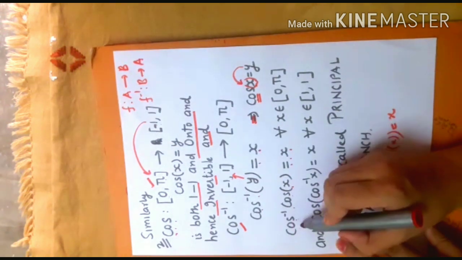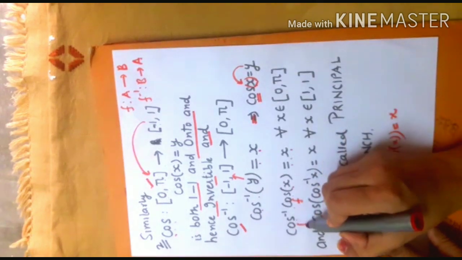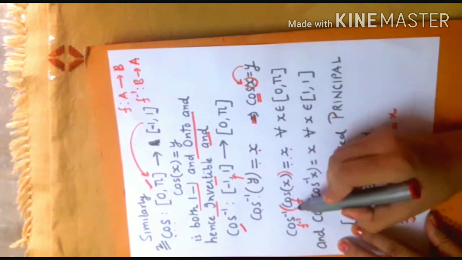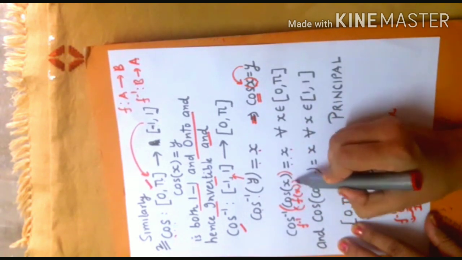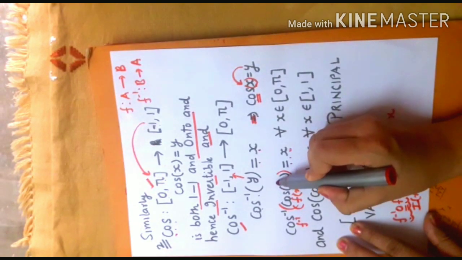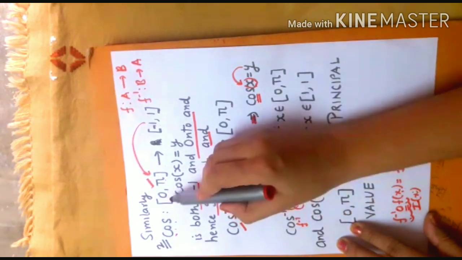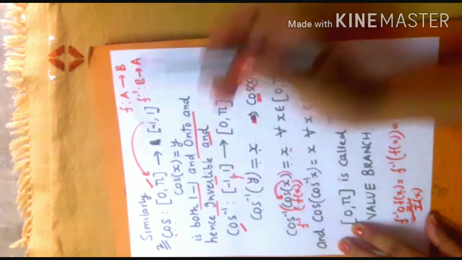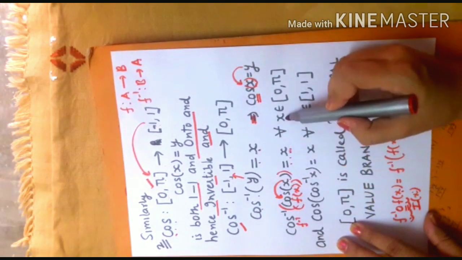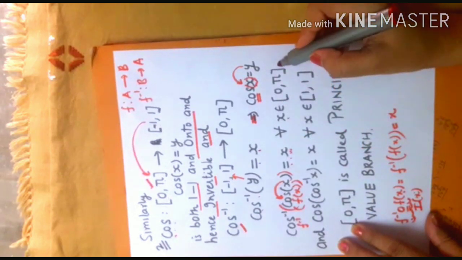So here this is your f and this is your f inverse. So f inverse of f x is equal to x, and this x should come from the domain of cos, which is the closed interval 0 to pi. So cos inverse cos x is equal to x for all x which belong to the closed interval 0 to pi.